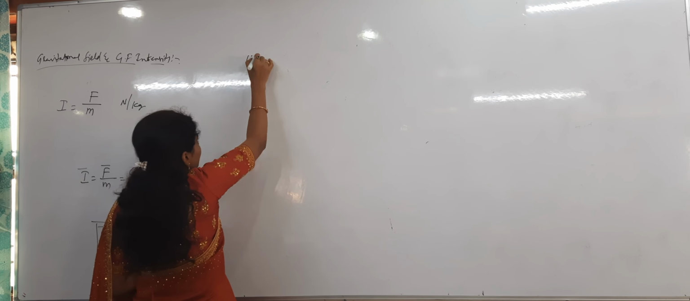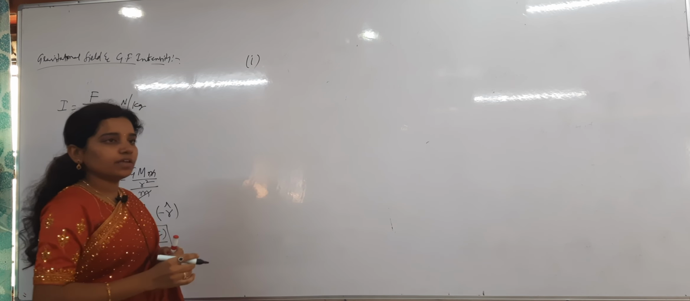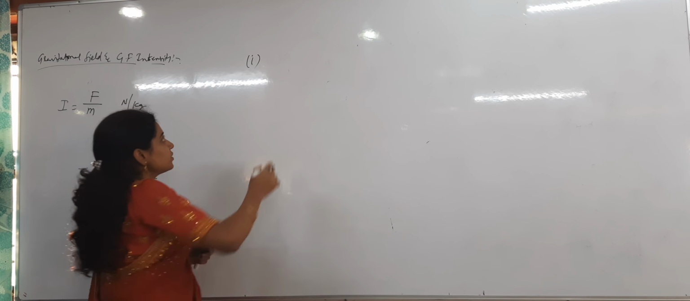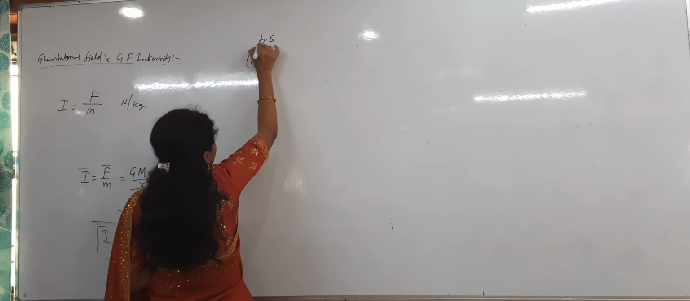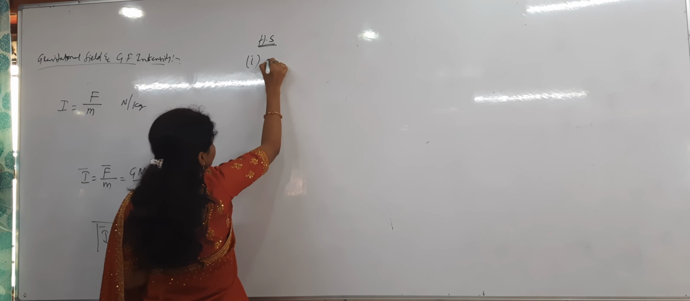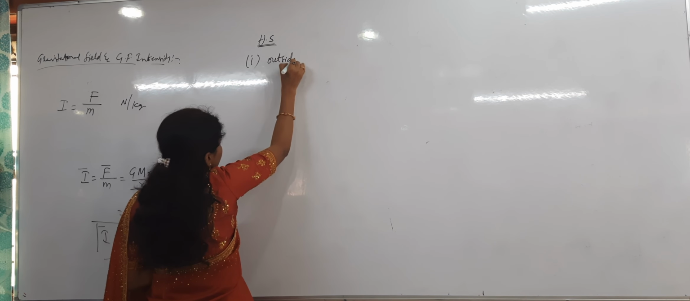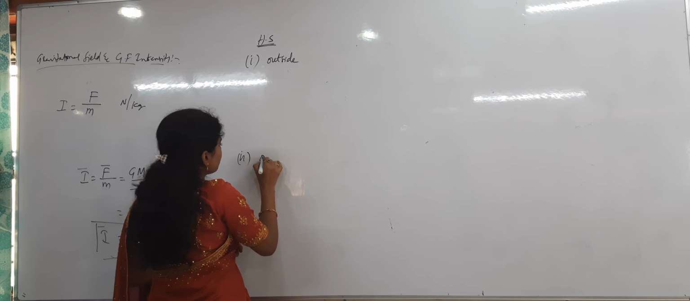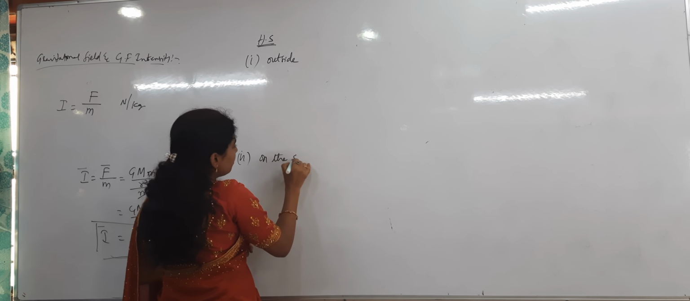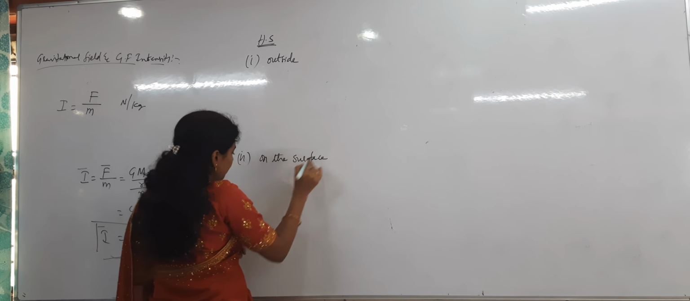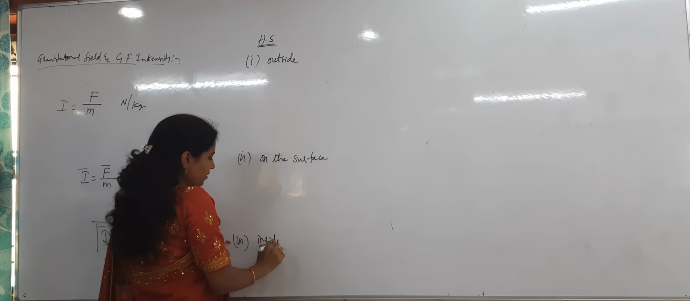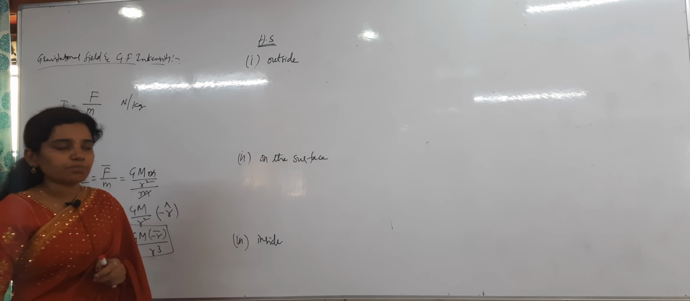I am saying that you have to find out the intensity at three points. For which sphere did I say? Hollow sphere. So in case of a hollow sphere, first is outside. Next one is on the surface. Then the third case is inside, you have to find out. For this, graphs will also be there, those are important.